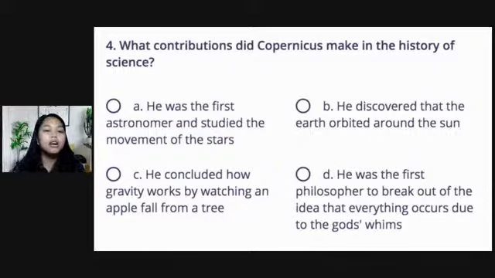Number 4, what contributions did Copernicus make in the history of science? Is it letter A? He was the first astronomer and studied the movement of the stars. Letter B, he discovered that the Earth orbited around the sun. Letter C, he concluded how gravity works by watching an apple fall from a tree. Or letter D, he was the first philosopher to break out of the idea that everything occurs due to the God's whims.